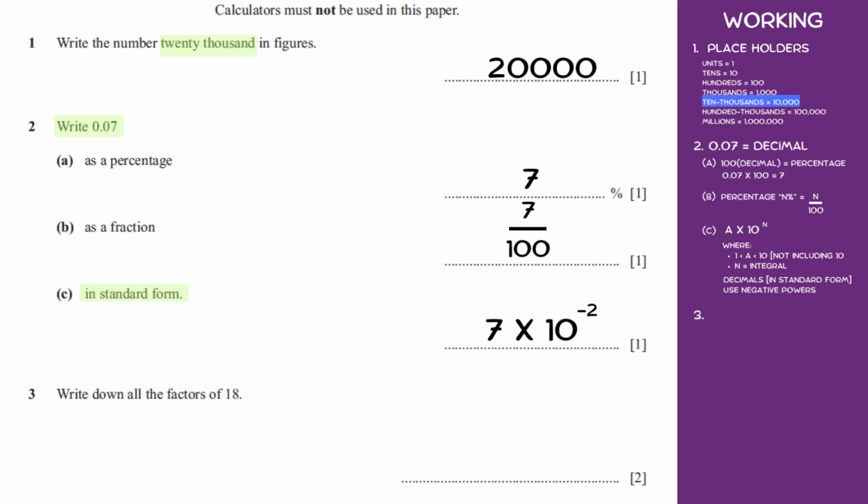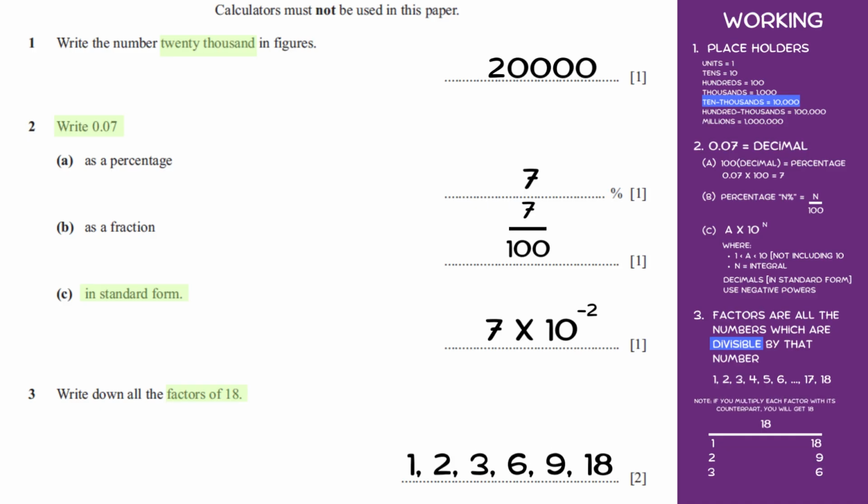In question 3, to find the factors of 18, we would have to find all the numbers that divide into 18. Writing all the numbers from 1 to 18 will show that 1, 2, 3, 6, 9, and 18 are the only numbers that are factors.